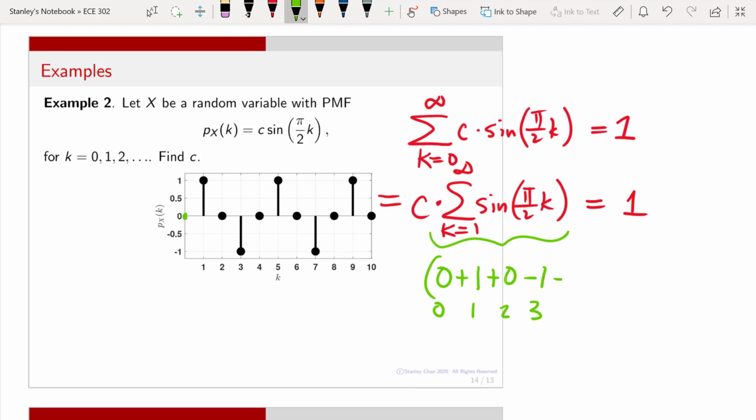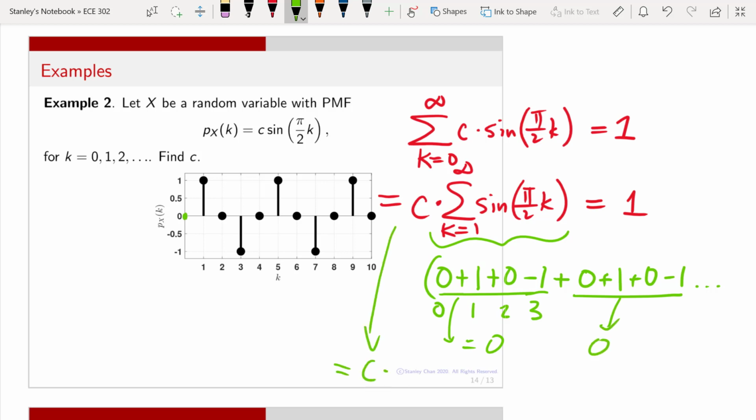And then you just repeat this period, and then plus 0 minus 1. So this is one cycle, the other cycle, and so on. And you can see that no matter what cycle you are at, because one cycle will give you a 0, all the cycles will always give you 0, and therefore you have C times 0, and that will give you 1.